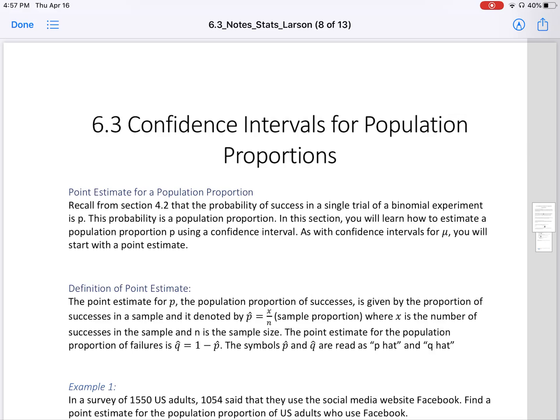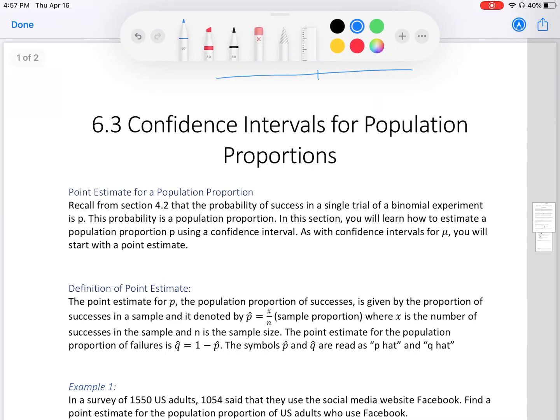This is notes for section 6.3, confidence intervals for population proportions. All right, so the whole chapter, we're continuing this idea that we have this value and want to find the lowest number that will work within some confidence interval and the highest number that will work within some confidence interval. So at the same train of thought, we're going to continue this idea with population proportions.